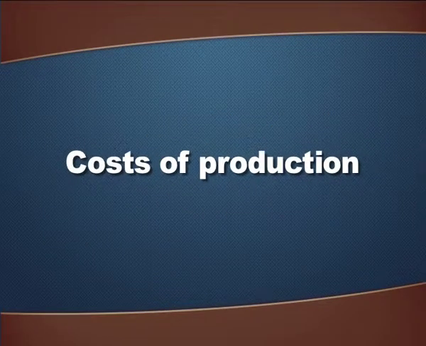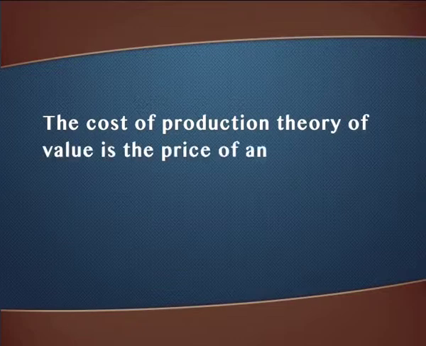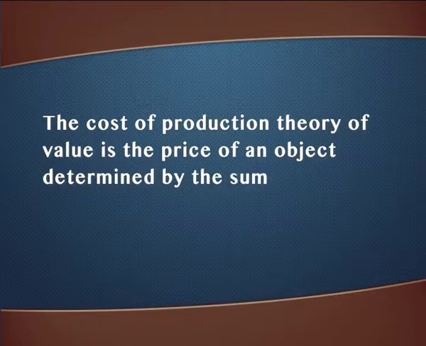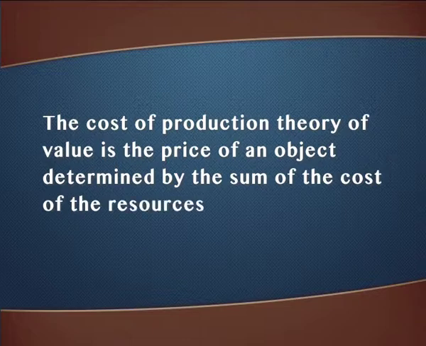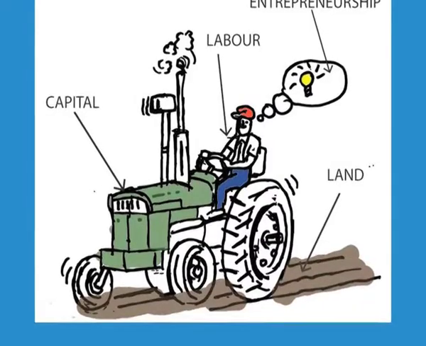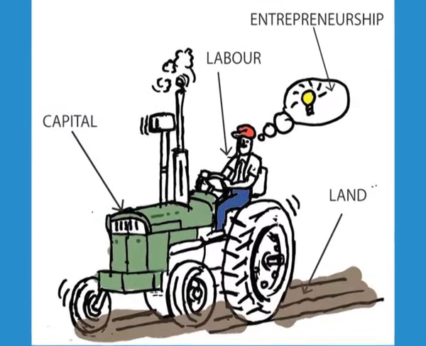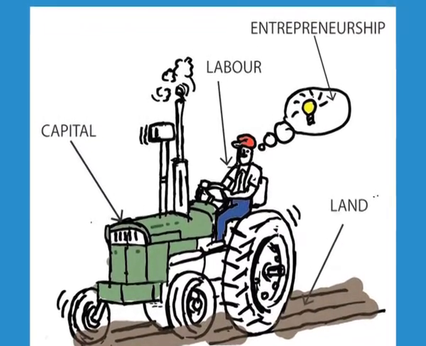Cost of production. The cost of production theory of value is that the price of an object is determined by the sum of the cost of the resources that went into making it. The cost can comprise any of the factors of production: labor, capital, land and technology.